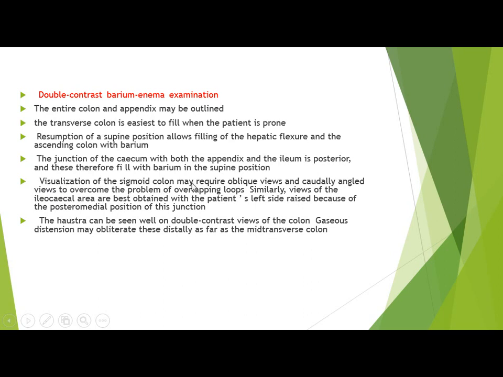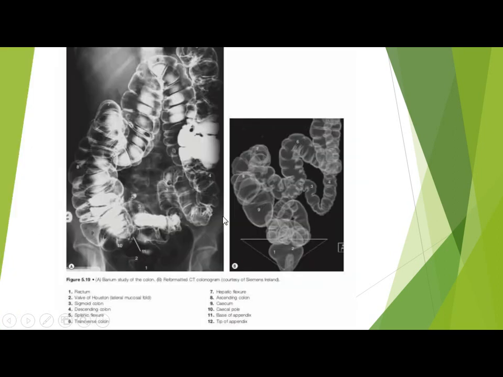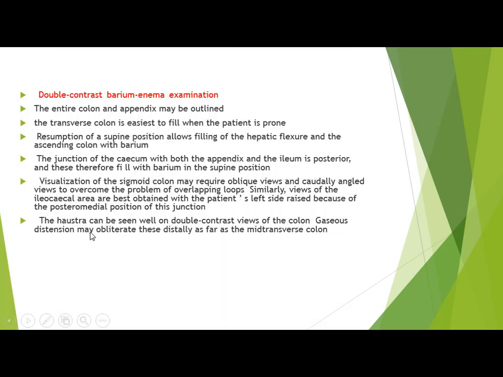Visualization of the sigmoid colon may require oblique views and caudally angled views to overcome the problem of overlapping loops. Similarly, views of the ileocecal area are best obtained with the patient's left side raised because of the posterior medial position of this junction. The haustra can be seen well on double contrast view of the colon. Gas distension may obliterate these distally as far as the mid-transverse colon.